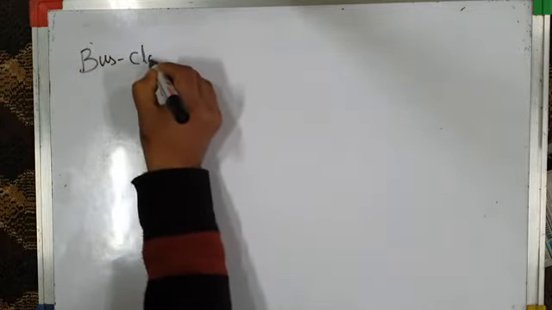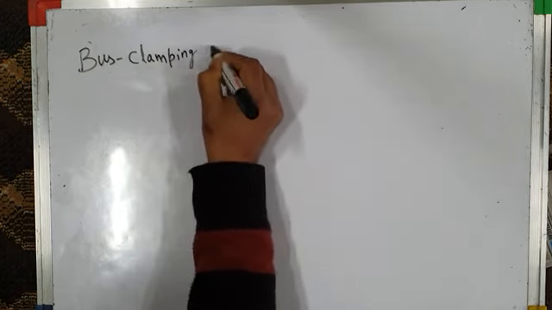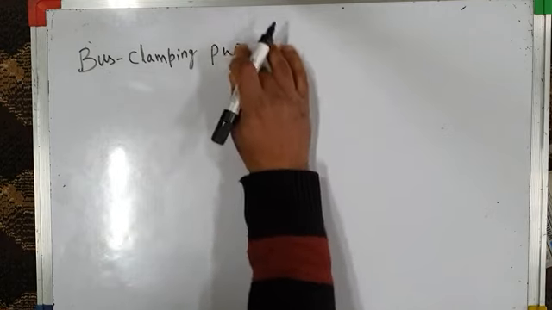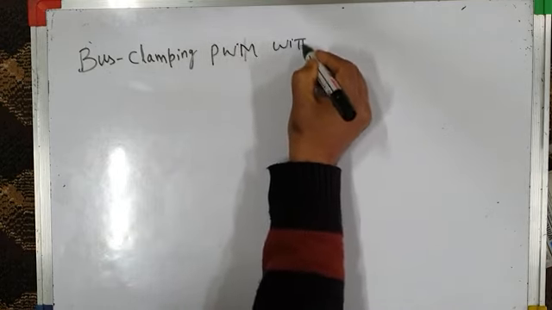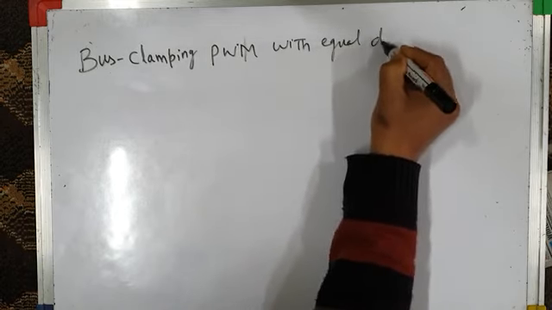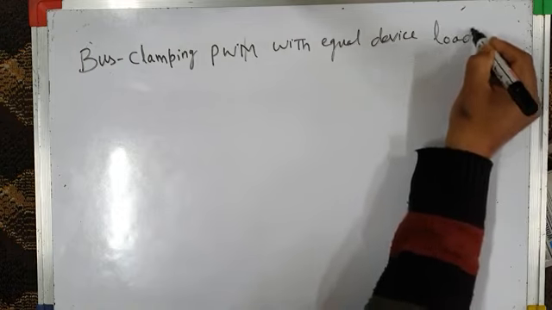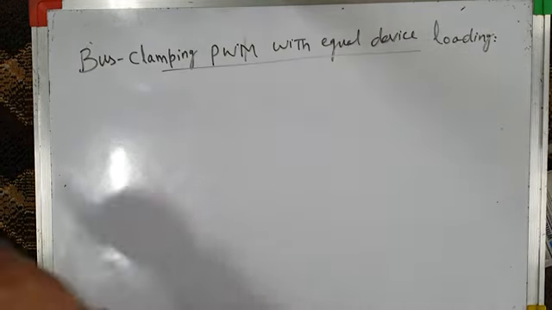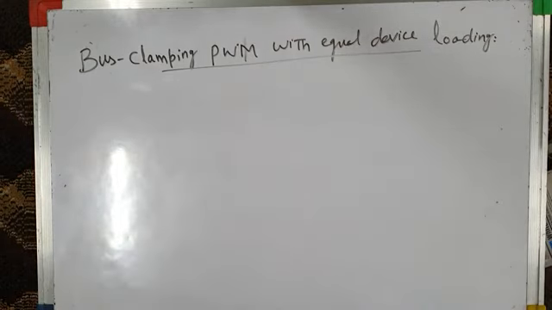Today we will try to modify the pulse width modulation technique in such a way that it results in bus clamping, because bus clamping has the advantage of reducing the switching power losses, but simultaneously it also results in equal loading of all the four devices of the inverter. So today we are going to discuss bus clamping PWM with equal device loading. All the four devices will be equally loaded as far as conduction periods are concerned.